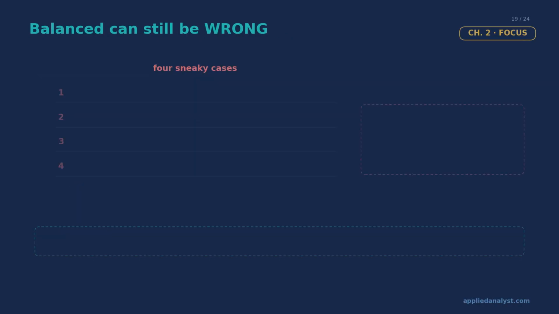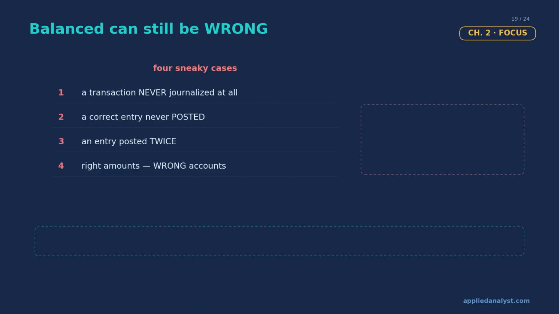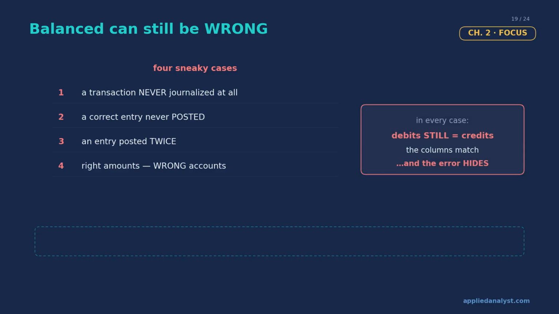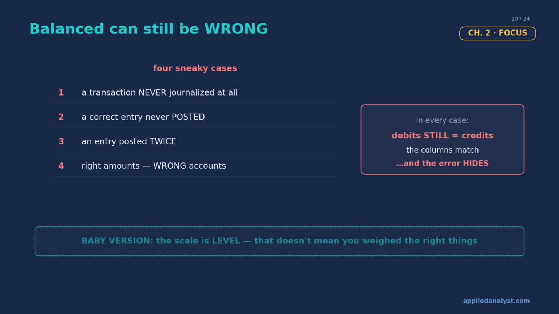Now the warning, and exams love it. A trial balance can balance and still be wrong. 4 sneaky cases: a transaction never journalized at all, a correct entry never posted, an entry posted twice, or the right amounts pushed through the wrong accounts. In every one, debits still equal credits, the columns match, and the error hides. Baby version, the trial balance checks that the scale is level, not that you weighed the right things.